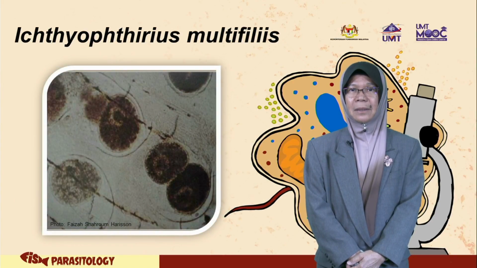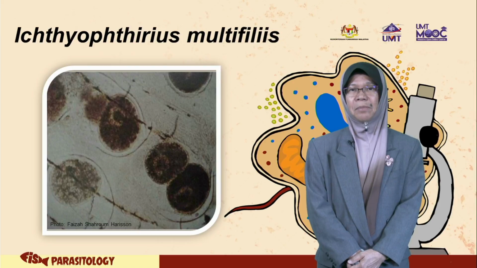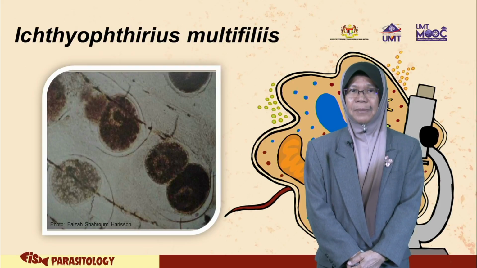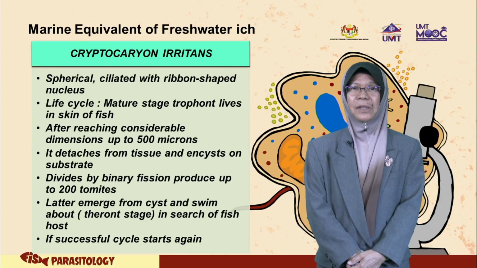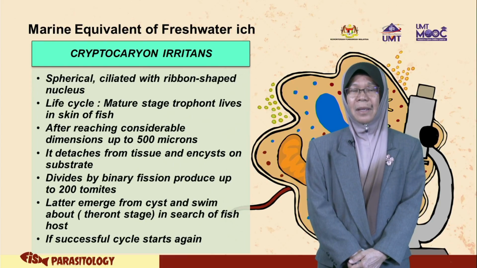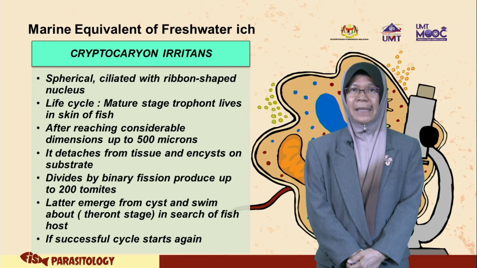Ichthyophthirius multifiliis, commonly known as white spot, is the most pathogenic ciliate in aquaculture. These parasites form round whitish pustules on the skin, moving slowly beneath the epithelial cells of the fins. Ich, the name for the white spot found in marine fish, is known as Cryptocaryon irritans. It is spherical, ciliated, and has a ribbon-shaped nucleus.